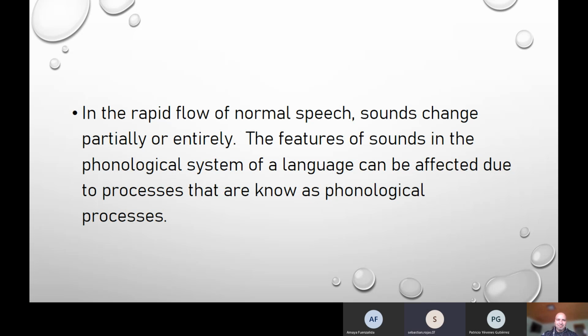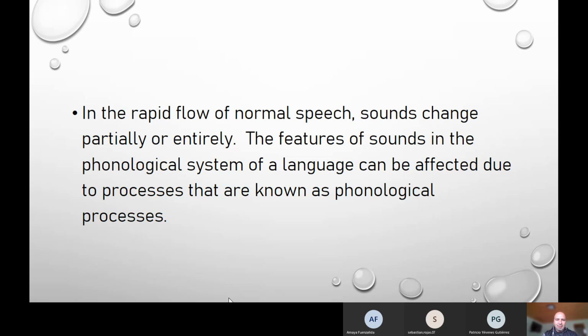In the rapid flow of normal speech, sounds change partially or entirely. The features of sounds in the phonological system of a language can be affected due to the processes that are known as phonological processes.